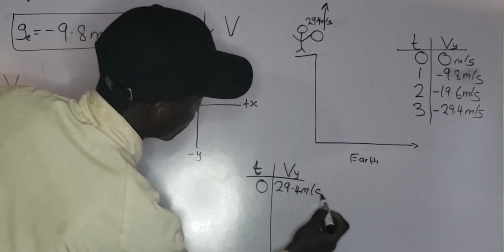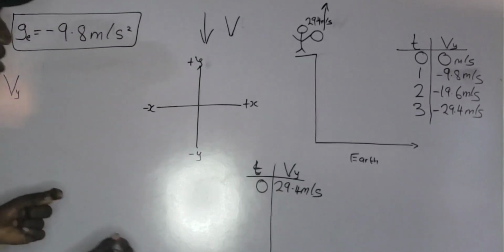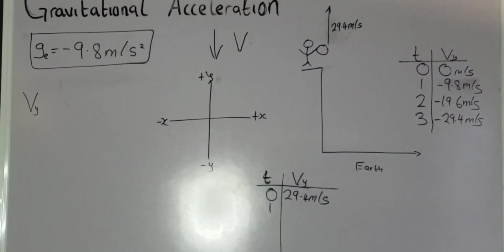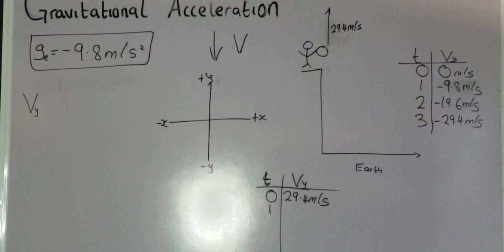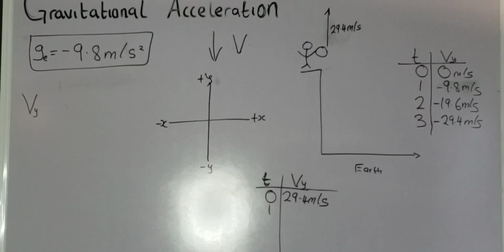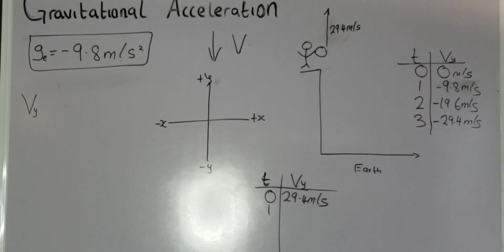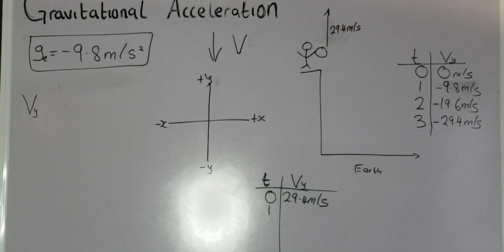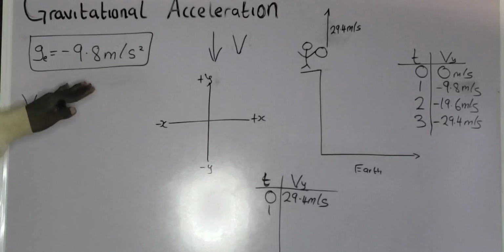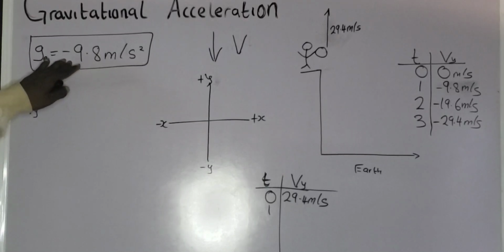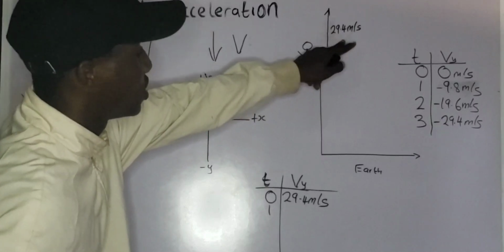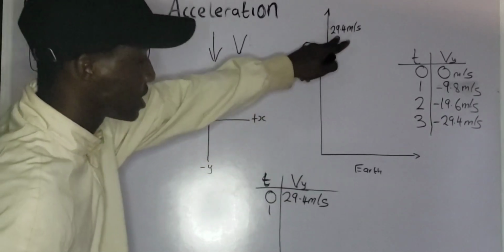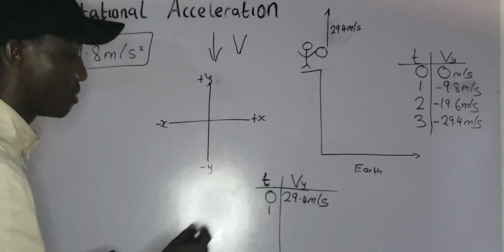29.4 meters per second. Now, immediately the time is 1 second. Though the velocity is 29.4 meters per second, the velocity will be decreasing because the acceleration, that is the gravitational acceleration, is minus 9.8 meters per second squared. Are you getting it? Don't forget, the gravitational acceleration is negative, and the ball is being thrown up at a velocity of 29.4 meters per second. So though the velocity is positive here, it will start decreasing by the time.